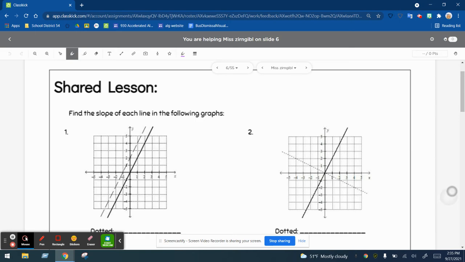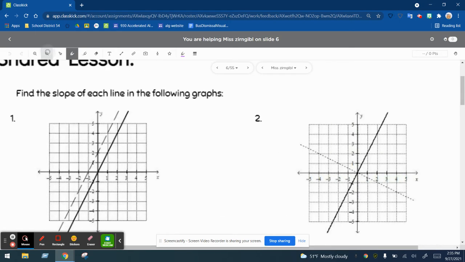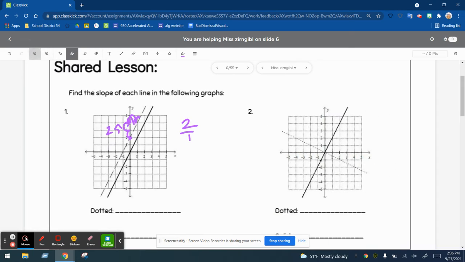All right, the next thing it says is to find the slope of each of the following graphs. So I'm going to zoom in quite a bit here so I can actually count the slopes of these graphs. So this one looks like I'm going to choose this point right here. I'm going up 1, 2. So I go up 2, and I only go over 1. So that slope is 2 over 1 for the dotted line. 2 over 1 just simplifies to 2, right?